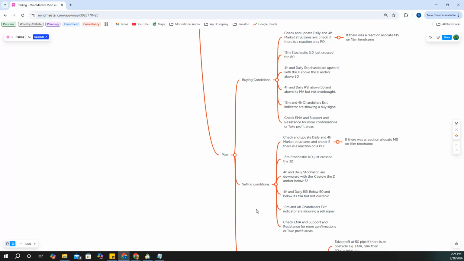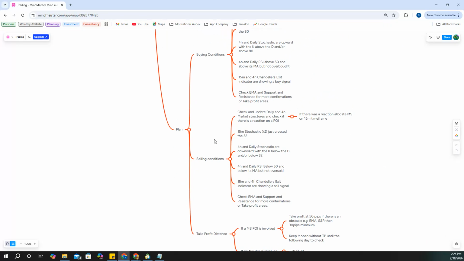So our trading conditions for the sell positions are as follows. Check and update the daily and 4 hour market structures and check if there is a reaction on a point of interest. If there is a reaction, then create a market structure on the 15-minute. The 15-minute stochastic D should be just crossing down the 32 bound. The 4 hour and the daily stochastic are downward with the K below the D, or it is below the 32 bound on the daily and the 4 hour.